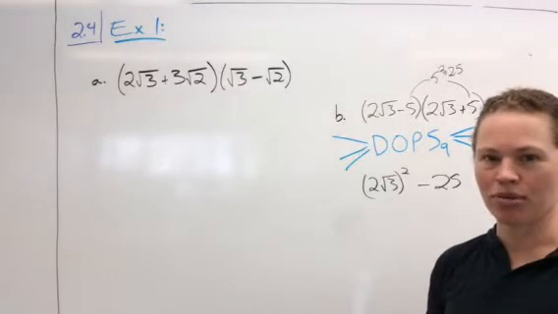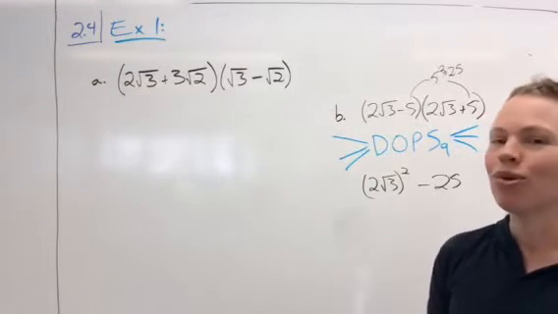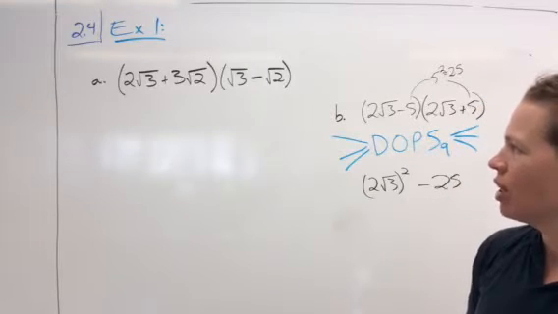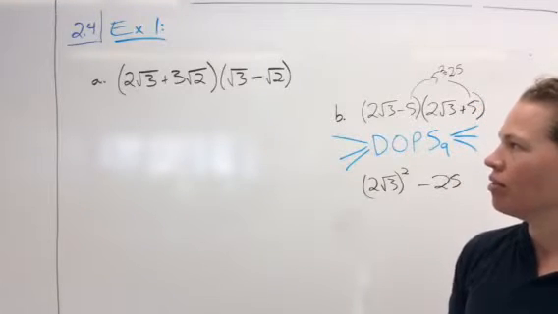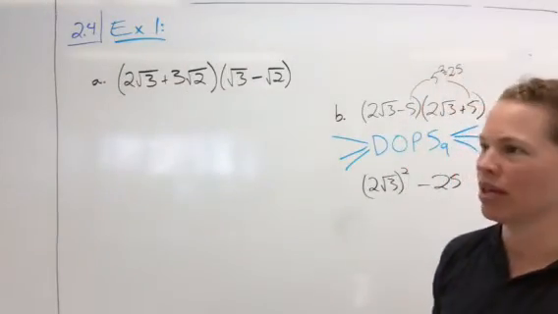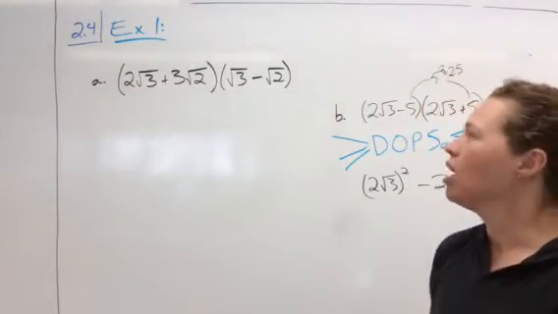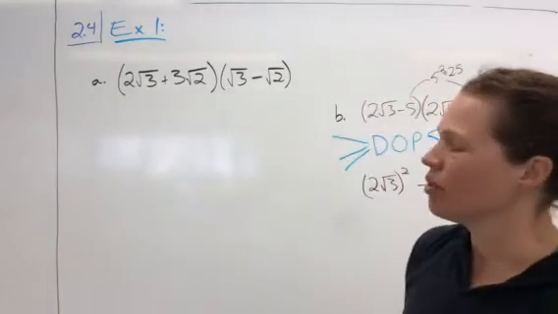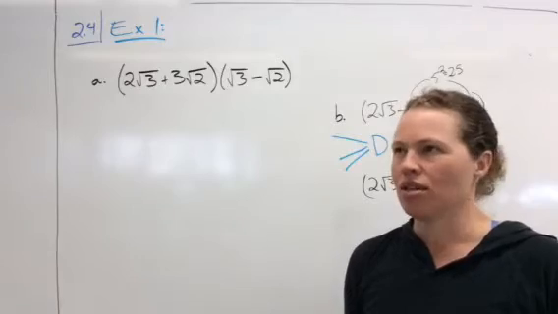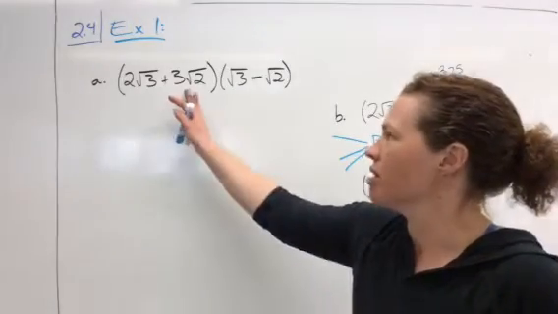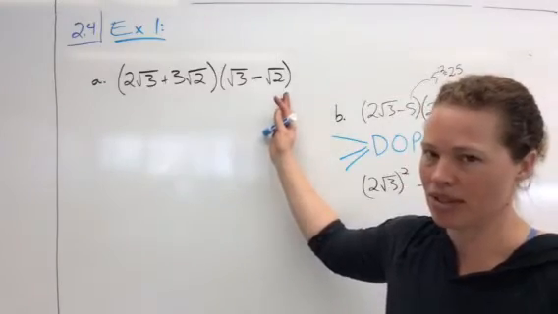On to 2.4 example 1. So more FOIL, except now we're using mixed radicals. So remembering that the numbers on the outside are going to multiply by the numbers on the outside, radicals are going to multiply by the radicals, and we'll simplify if we can. So, get started. Your book says they use the distributive property, and that just basically means that everything in this set of brackets gets multiplied in everything in this set of brackets.